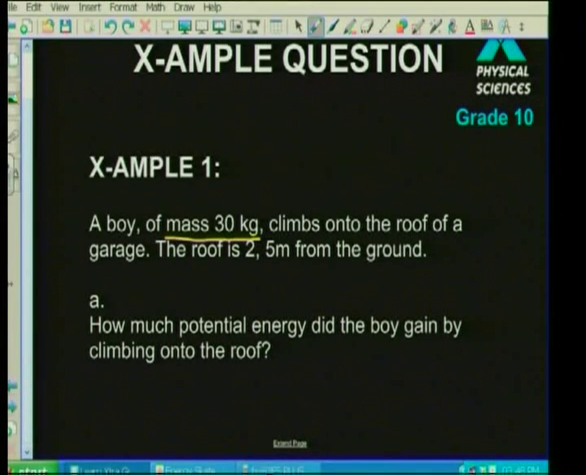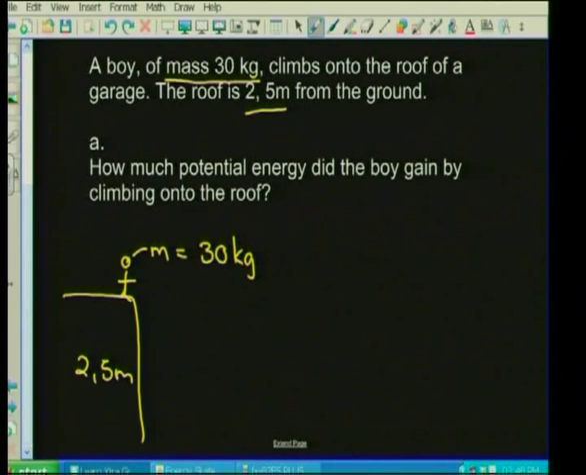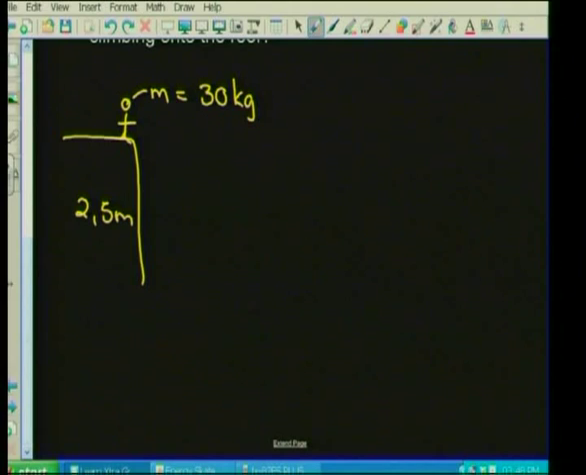Only boys would do something like that. And the roof is 2.5 meters from the ground. They ask you, how much potential energy did the boy gain by climbing on the roof? So if we draw it as a diagram, there's my garage, which we said is 2.5 meters high. And the boy climbs up onto the roof, and he has a mass of 30. Okay, so he's a very small boy. Okay, he climbs onto the roof.